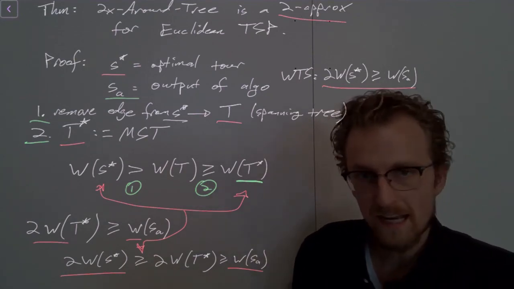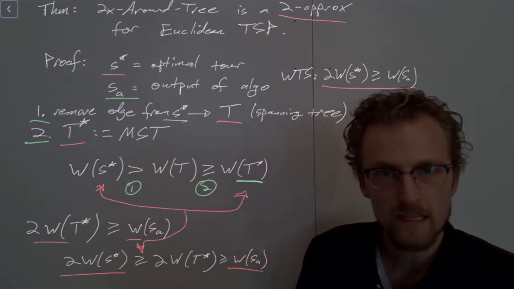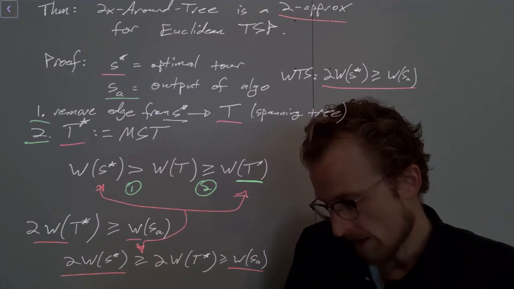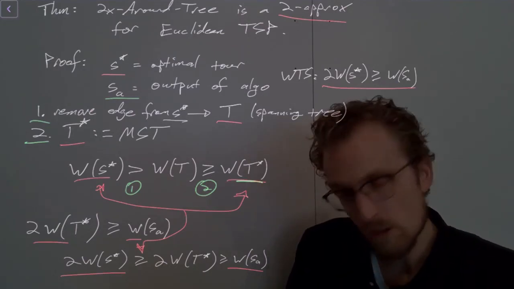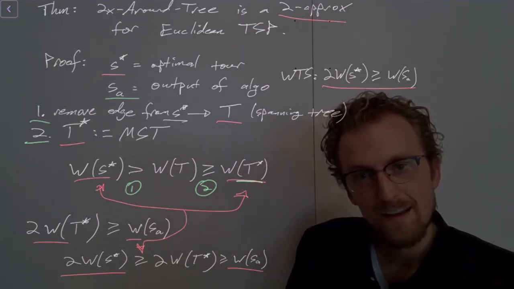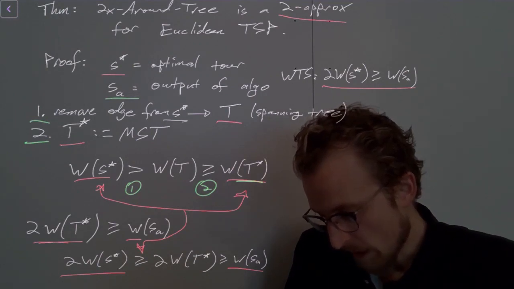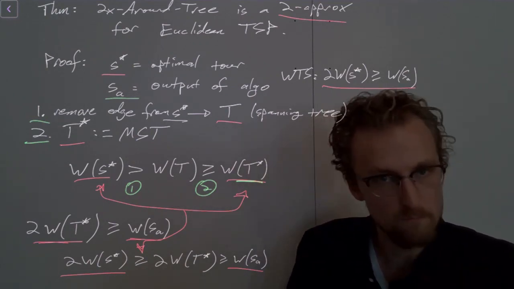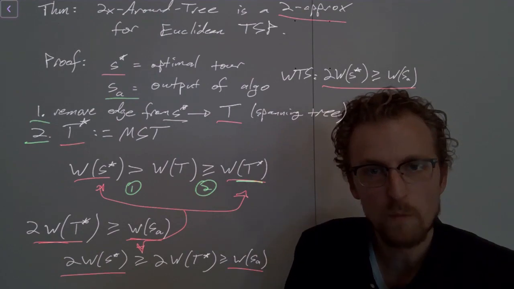And usually it takes the form of some chain of inequalities like this, where we say, look, I know how to relate the optimal solution to a minimum spanning tree. And so now as long as I can relate the minimum spanning tree to the output of the algorithm, I'm done, as long as my inequalities point in the right direction.